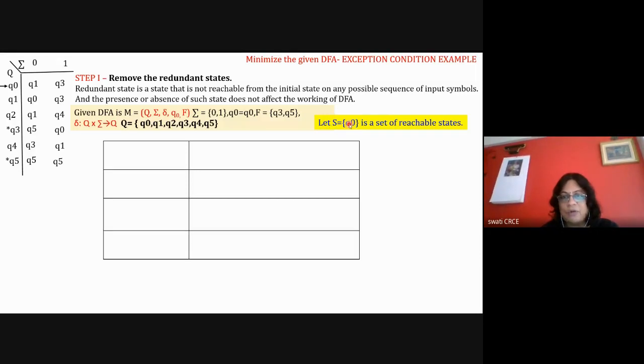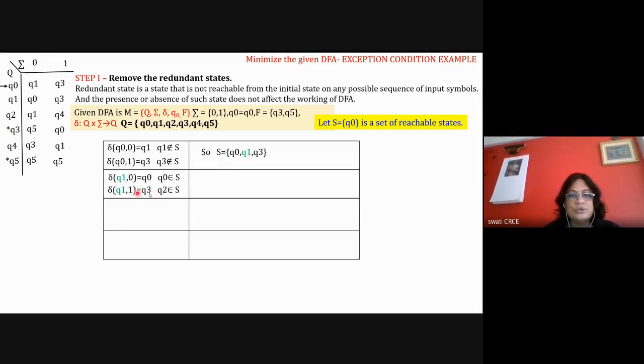Now take a state from S, write it here. So I have taken Q0. Q0 with 0 is Q1, Q0 with 1 is Q3, that I'm writing here. Q1 and Q3 are not there in S, so I modified S. Now I'm taking the next state from S, taken Q1. Q1 with 0 is Q0, Q3. Q0 and Q3 are both already there, so there is no change.